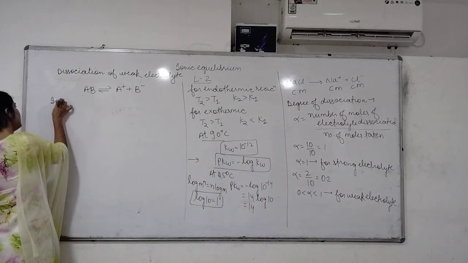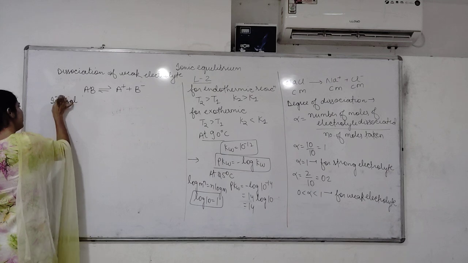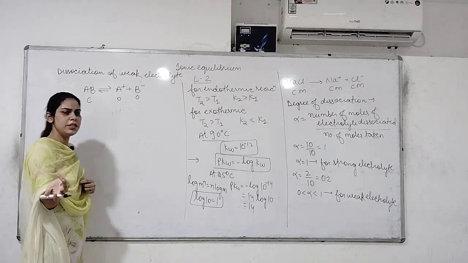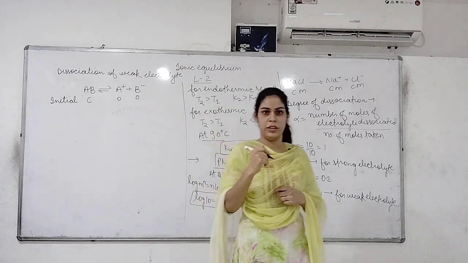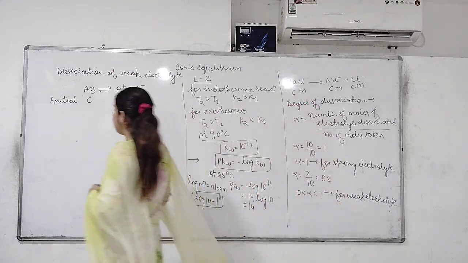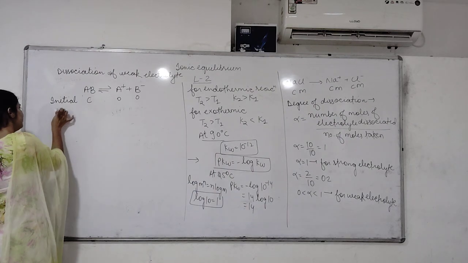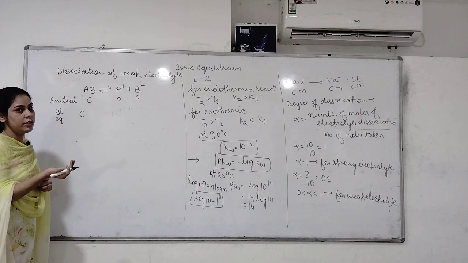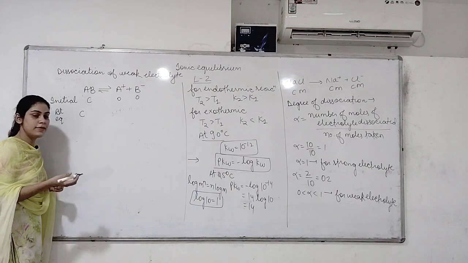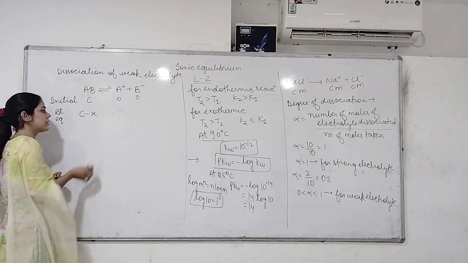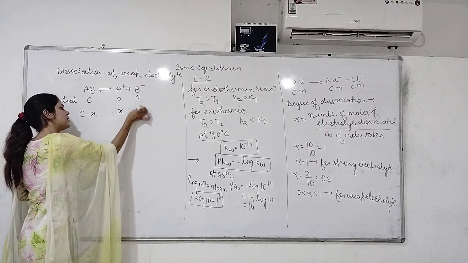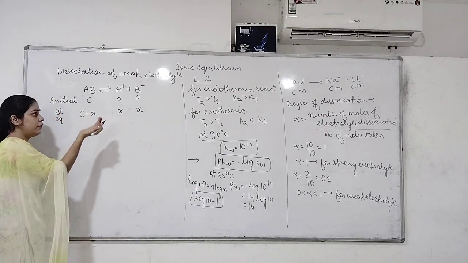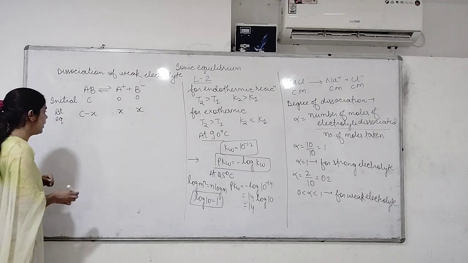Suppose initial concentration of AB is C. Initial concentration of A positive and B negative will be 0. There will be no A positive and B negative ion in the solution initially. At equilibrium, some amount of AB will be converted into A positive and B negative. So suppose that amount is X. A positive will be X and B negative will be X. X is the amount dissociated from AB and converted into A positive and B negative.